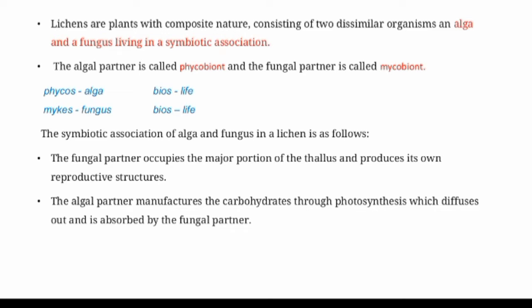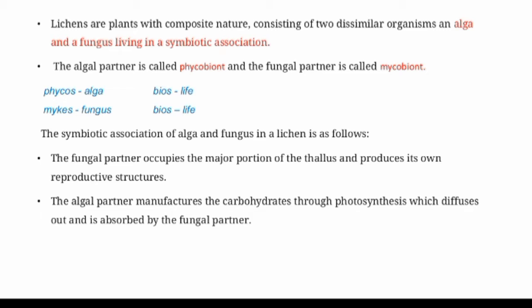Lichens are plants with a composite nature, consisting of two dissimilar organisms, an alga and a fungus, living in a symbiotic association. The algal partner is called phycobiont and the fungal partner is called mycobiont. These are two words from the Greek: phyco means algae, bio means life, myco means fungus, bio means life. The symbiotic association of algae and fungus in a lichen is as follows.